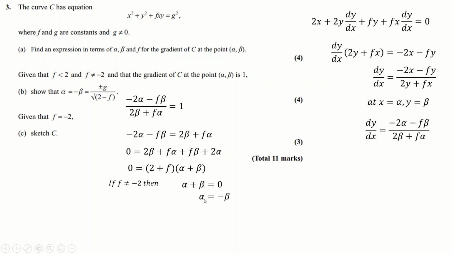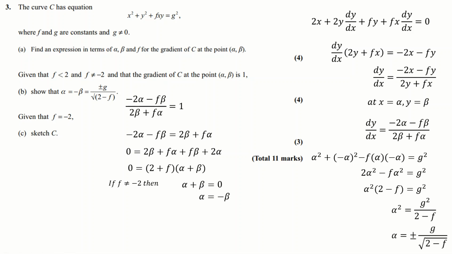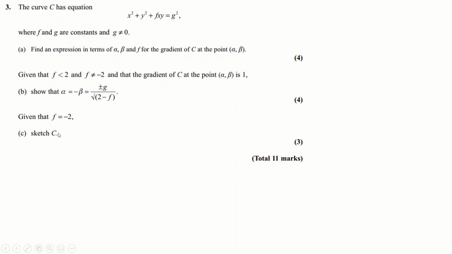Let's substitute x equals alpha and y equals minus alpha in there, because x is alpha and y is beta, but beta is minus alpha, so we can just substitute in minus alpha for the y's. When you work with this, minus alpha squared is positive alpha squared, of course, so we collect that together. When you work with this, you end up getting something very nice, and when I say very nice, I just mean you get what the question is asking you to get, so that's good. Cool. Given f is negative 2, sketch C.